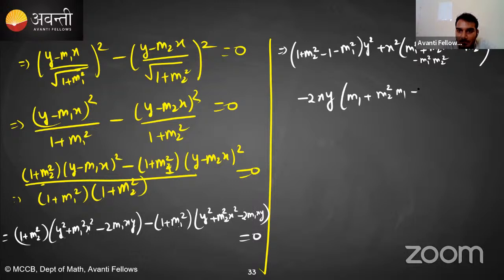Minus m1... sorry, this is nothing but m2, right? So minus m2, and from here m1 square into m2, so minus m2 into m1 square is equal to 0. So far clear, everyone? Tell me quickly.